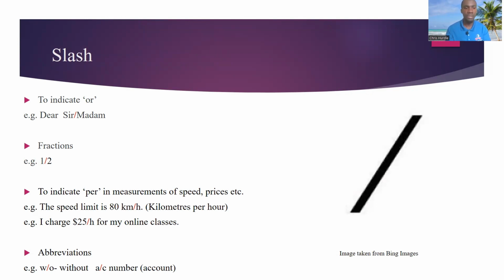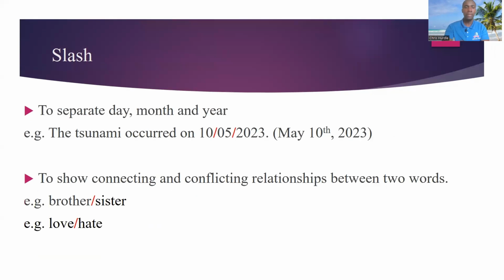And abbreviations: W/O means without, and A/C means account number. We can also use the slash to separate the day, month, and year, if you write it in this format. So the tsunami occurred on 10/05/2023. That would be May 10th, 2023.